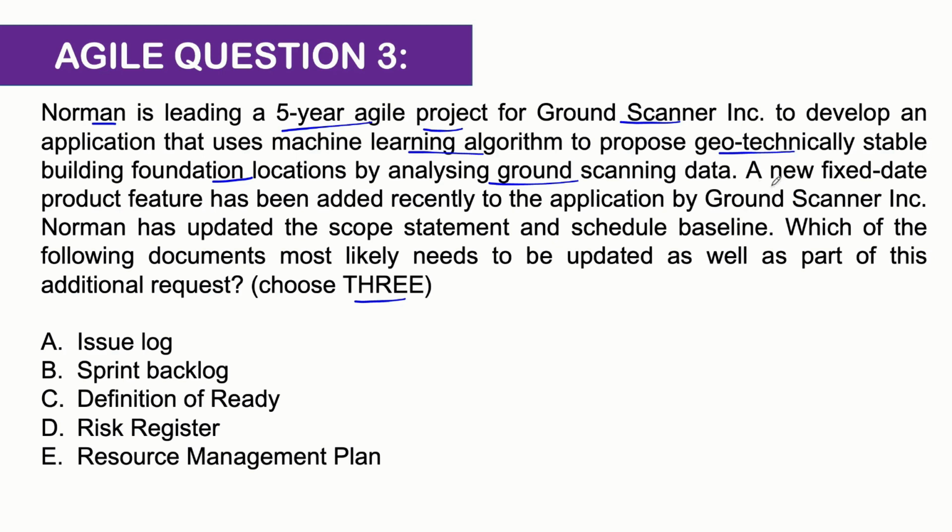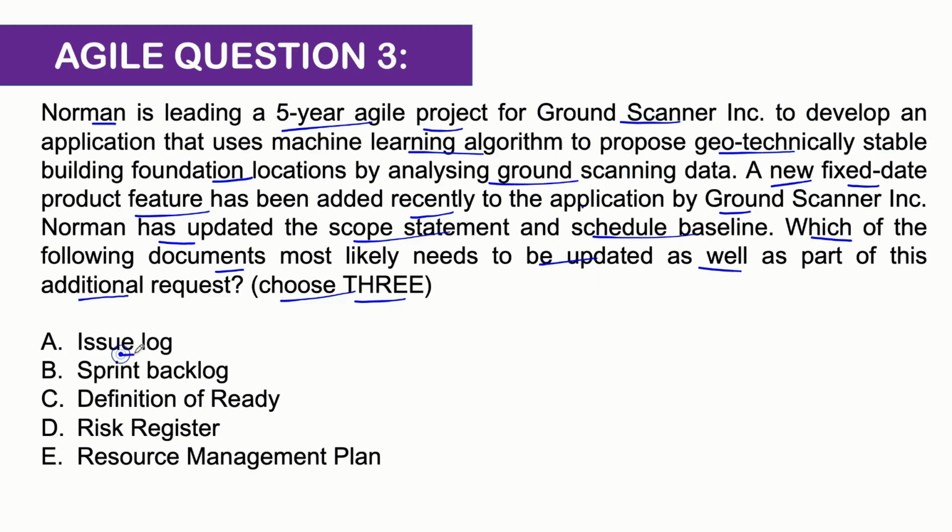Now let's go forward. A new fixed state product feature has been added recently to the application by Ground Scanner. So it's a fixed date product, means you need to deliver it at a particular date which has been stipulated by Ground Scanner. Norman has updated the scope statement and schedule baseline. Okay, so that's good. So it's a new scope, so scope statement and schedule baseline should be updated. Which of the following documents most likely needs to be updated as well as part of this additional request? Choose 3 options. Okay, so with that, let's go and start analyzing the options.